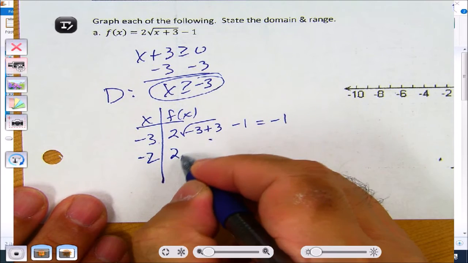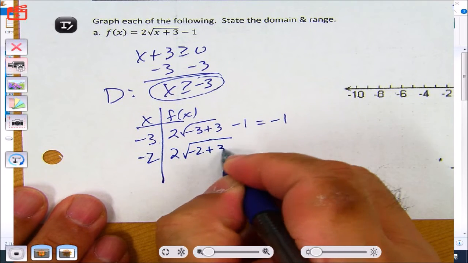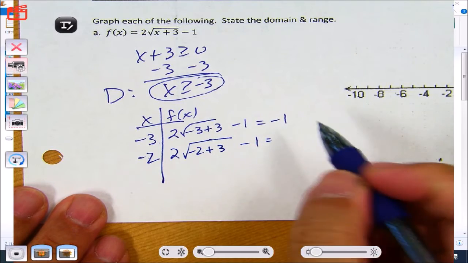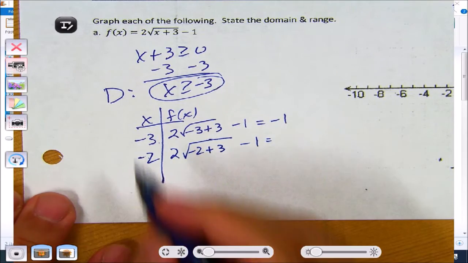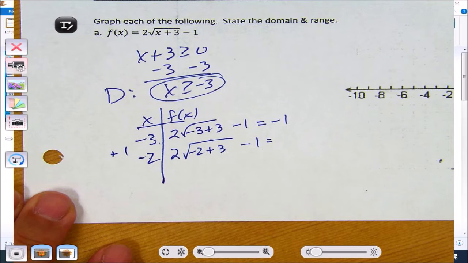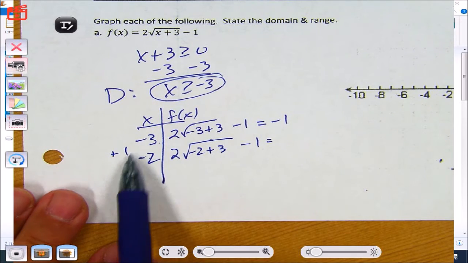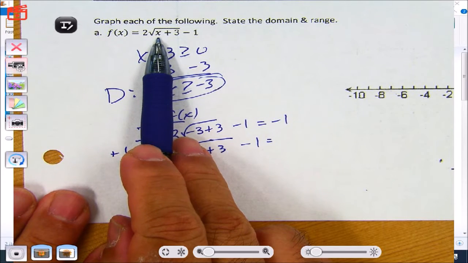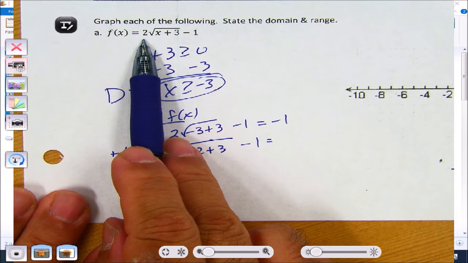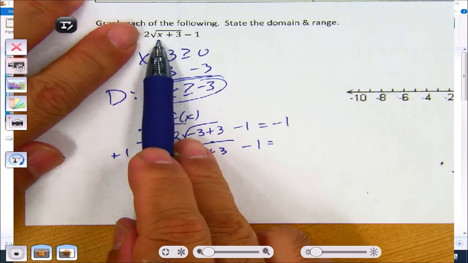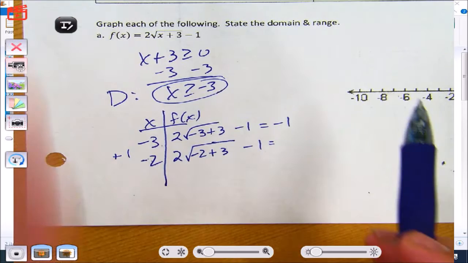So it's 2 times the square root of negative 2 plus 3. I added 1 to negative 3. Add 1, or add the number in front of x. If it's outside of the radical, it doesn't count. It has to be inside the radical, in front of x.